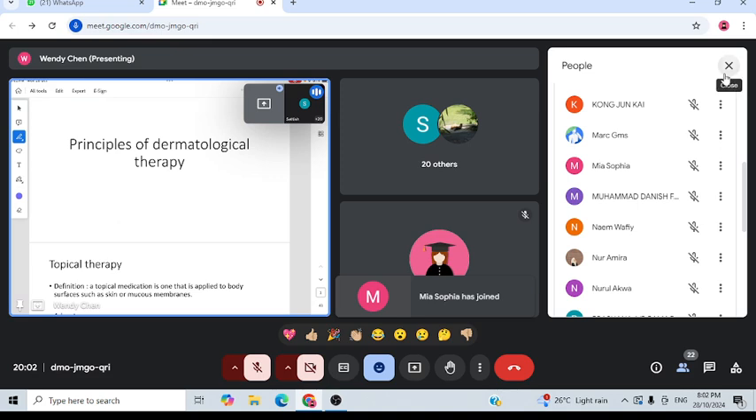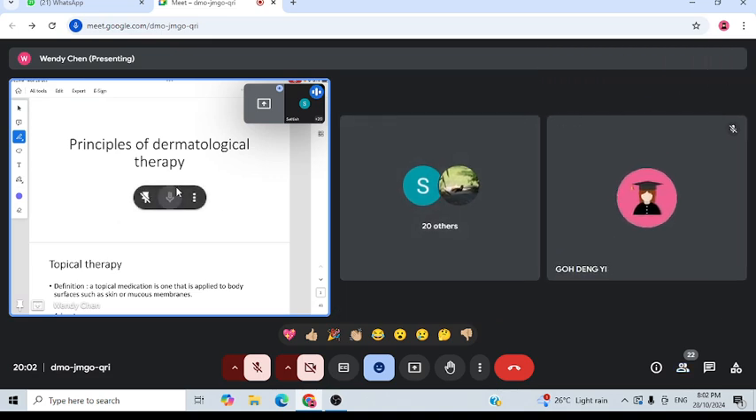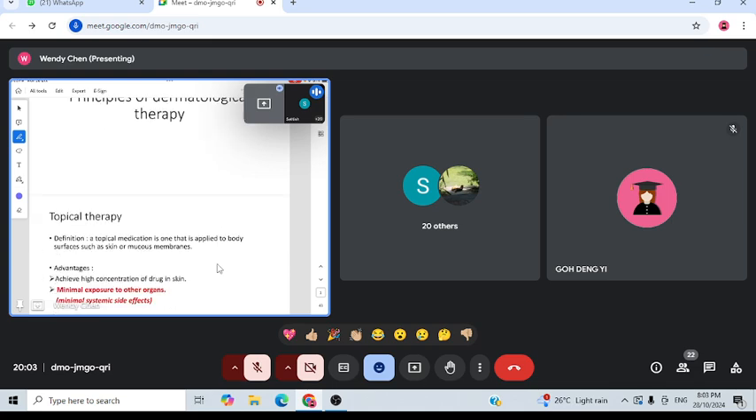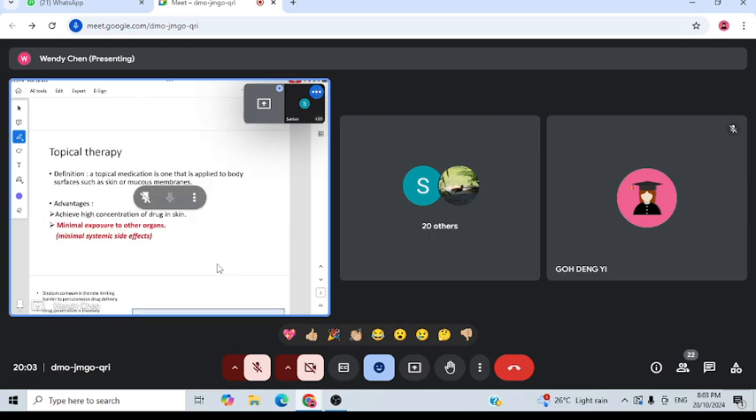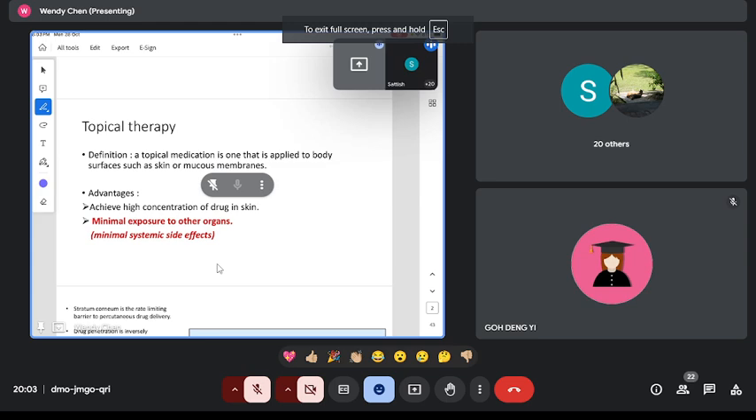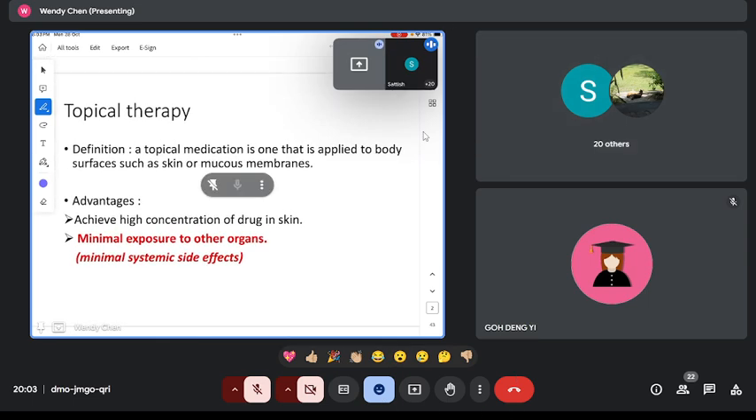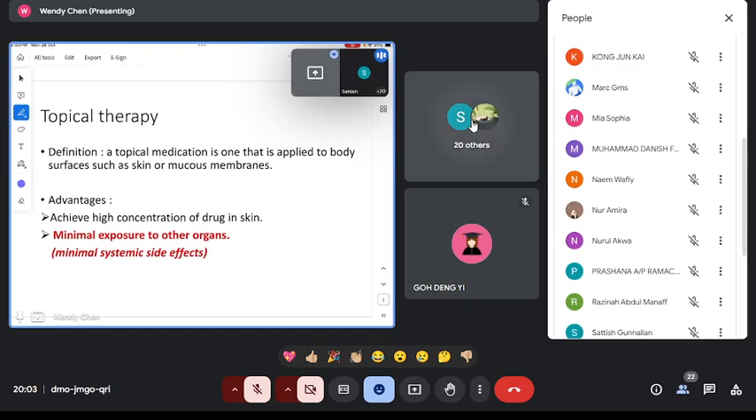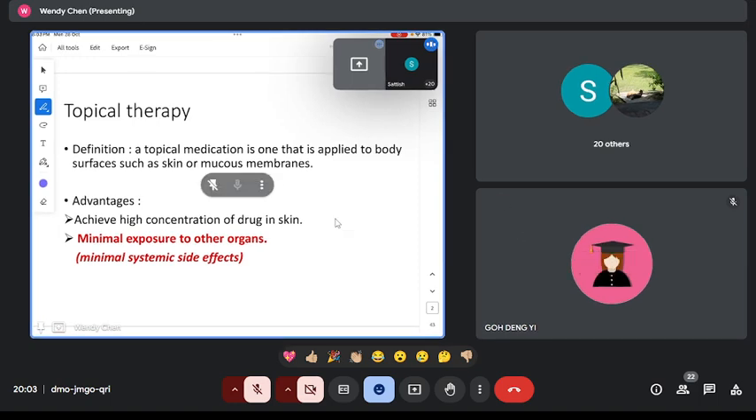In diseases like pneumonia or even heart problems, the principle of management will probably be oral medication or IV medication. But for dermatological diseases, because it's a skin disease, I think the main point of the therapy is still topical therapy. So what is topical therapy? Topical medication is one that is applied to your body surfaces such as the skin or mucous membrane. The advantage of topical therapy is that it helps to achieve high concentration of the drug in the skin and minimal exposure to other organs, so that it minimizes the systemic side effects.